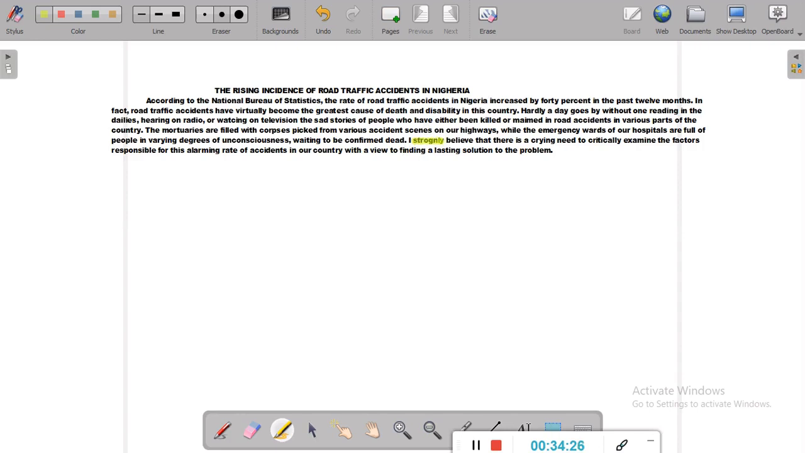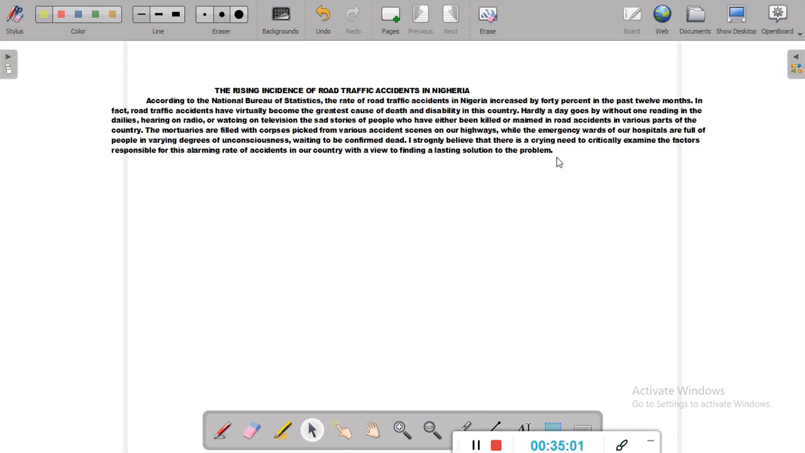And then we say, I strongly believe, let me really not use this because it's not straight. Let me just point to it. I strongly believe that there is a crying need to critically examine the factors responsible for this alarming rate of accidents in our country, with a view to finding a lasting solution to the problem. Now, this actually is our thesis.